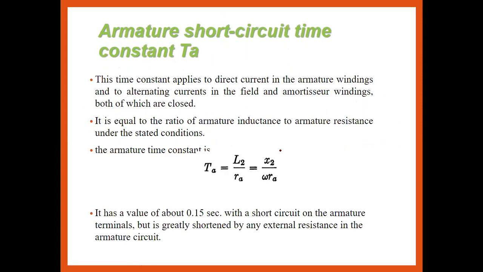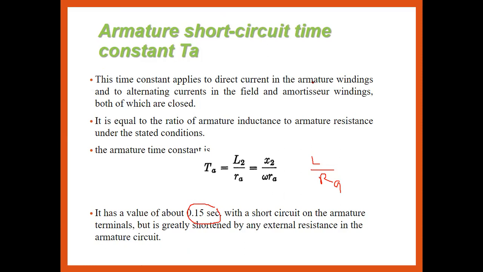Now the armature short circuit time constant. What is the armature short circuit time constant? This time constant generally applies to the direct current in the armature winding and to the AC current in the field winding, which are very close. So it is the ratio of L upon R, that is inductance upon resistance. The armature time constant is L upon RA, which is equal to X2 upon omega RA. Its value is 0.015 second, for a short circuit on the armature terminal, which is generally affected by the external resistance of the armature circuit.